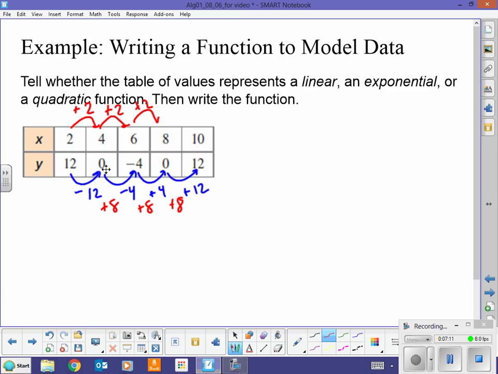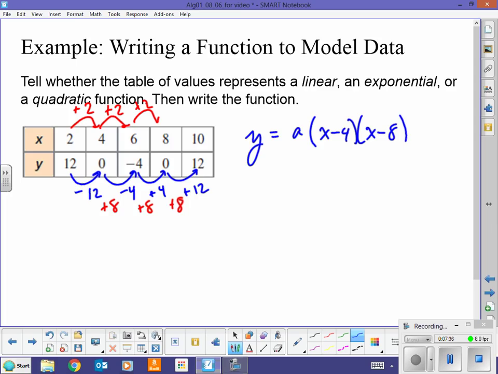I can see here I have x-intercepts. My y values are 0 and 0 here, so I have x-intercepts of 4 and 8. So I'm going to start with y equals a times x minus 4 and x minus 8, using my intercepts for that.